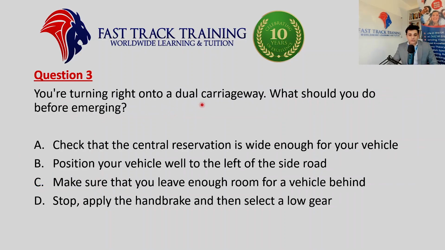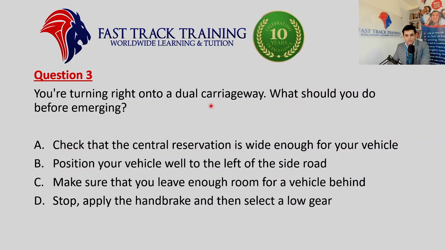You're turning right onto a dual carriageway. What should you do before emerging? Check that the central reservation is wide enough for your vehicle. Position your vehicle well to the left of the side road. Make sure that you leave enough room for a vehicle behind. Stop, apply the handbrake, and then select a lower gear. So if you're turning right onto a carriageway, you want to check your right-hand mirrors. So which one of these shows us about the right-hand mirrors?